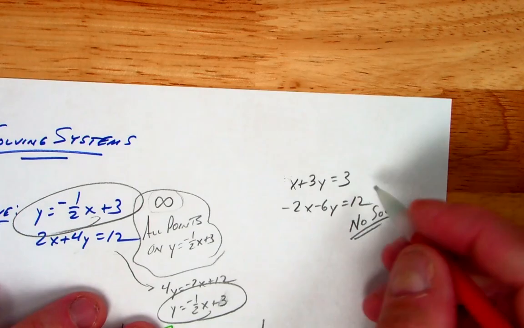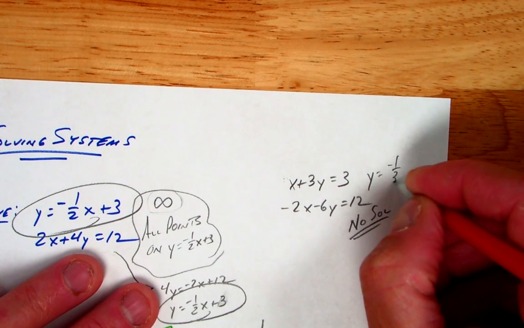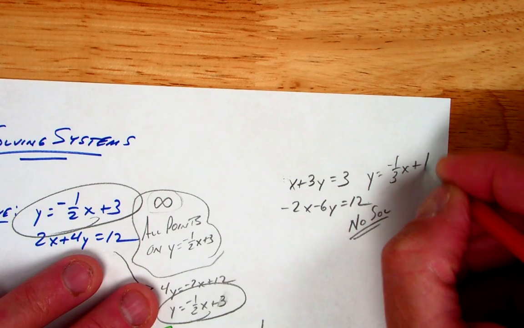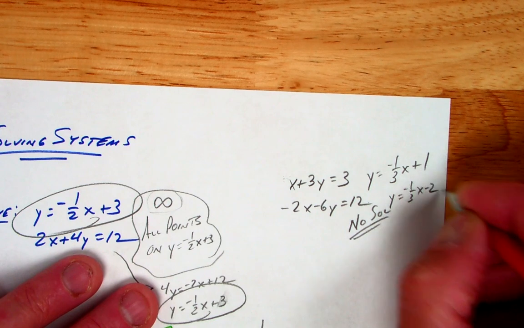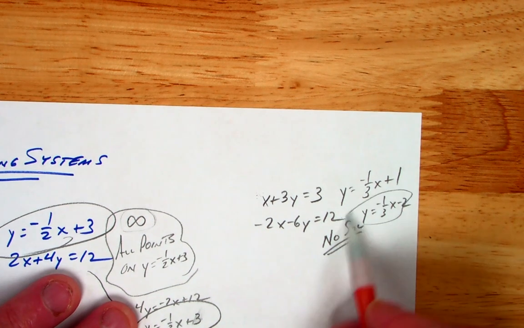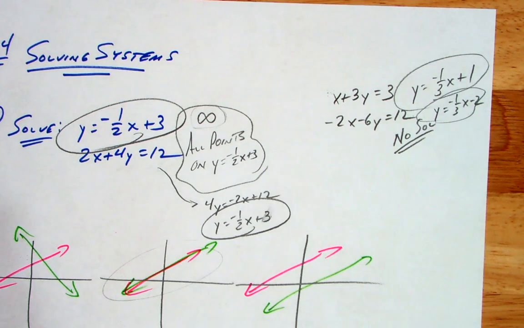On this one here, if I would have gone back, I would have got y equals -1/3 x plus 1. This one would have been -1/3 x minus 2. Same slope, different y-intercepts. They have no points in common. Okay? So those things are good indicators of when you're going to have solutions and when you're not. Look at the slopes. Look at the y-intercepts.